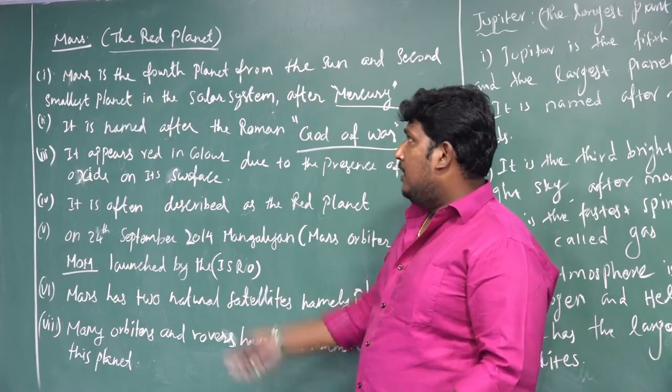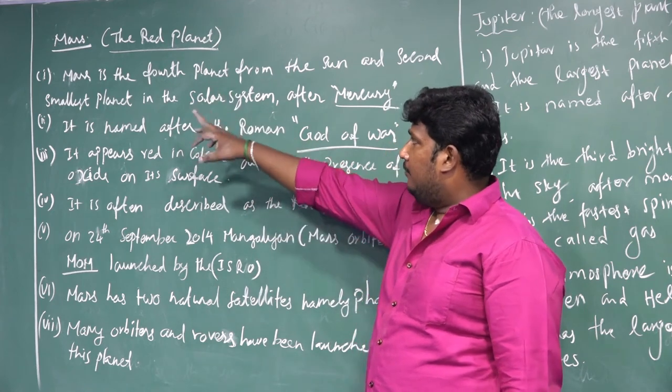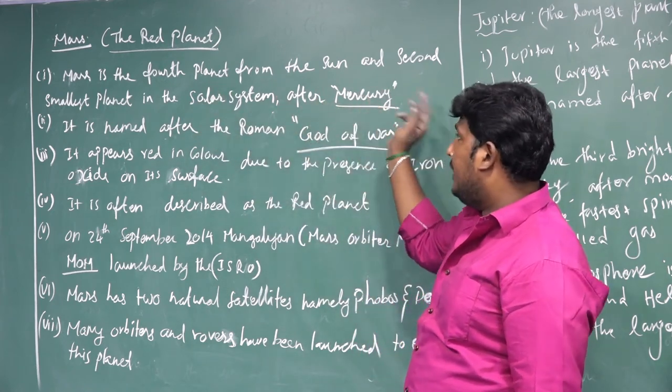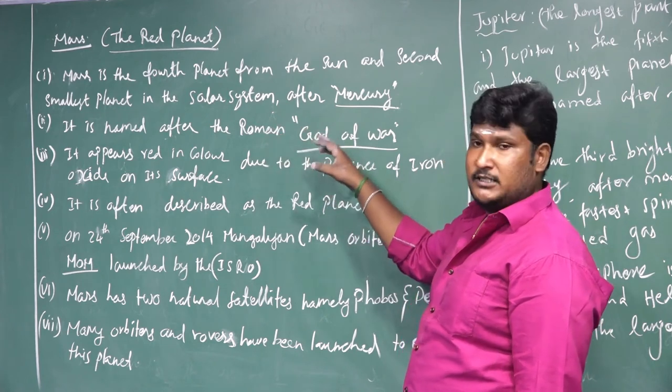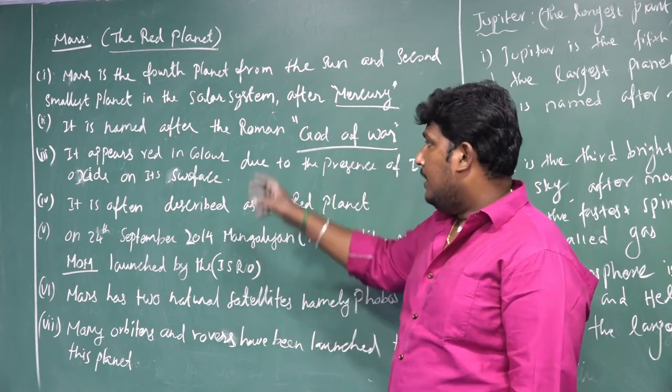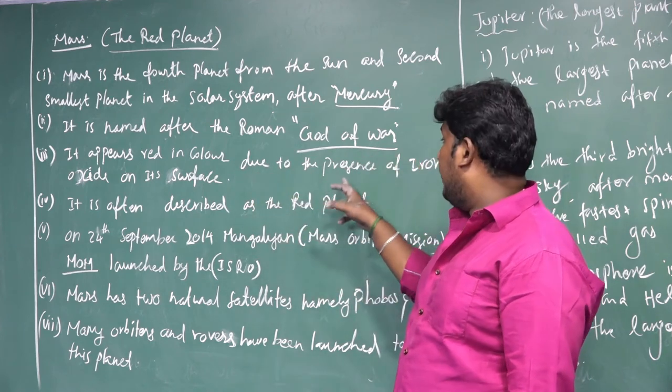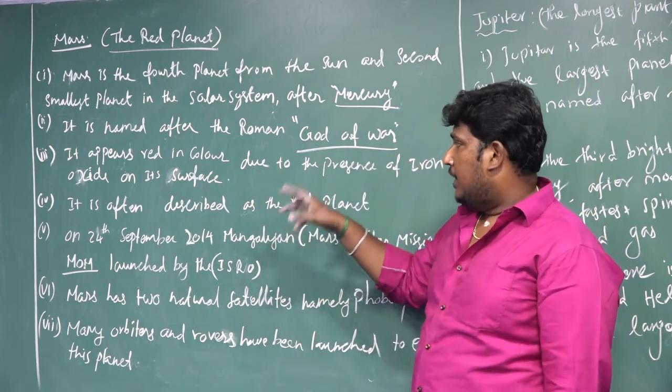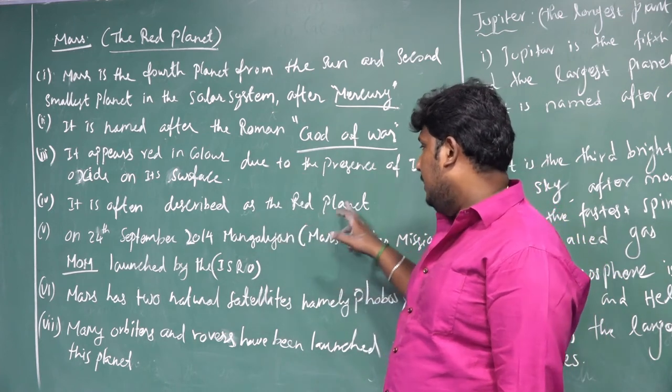Again, I explained the fourth one, Mars, the red planet. Mars is the fourth planet from the Sun and the second smallest planet in the solar system after Mercury. It is named after the Roman god of war. It appears red in color due to the presence of iron oxide on its surface. It is often described as the red planet.